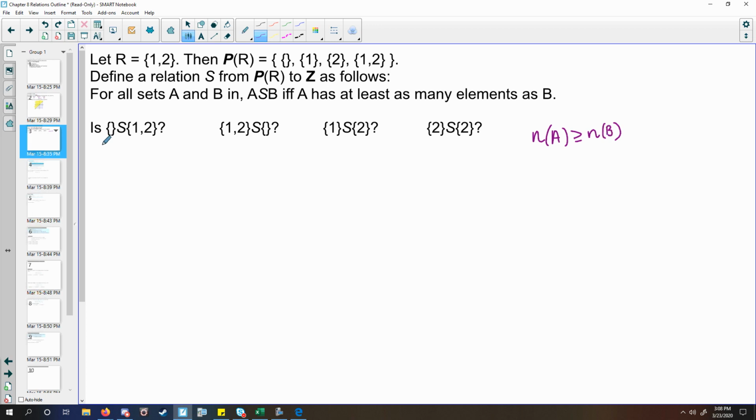So let's take a look here. We have the empty set, which has a cardinality of 0. {1, 2} has a cardinality of 2. 0 is not greater than or equal to 2, so we would say no. This is not a member of the relation. And you're going to repeat that process for each one here. So take a moment, pause your video, and try these on your own.